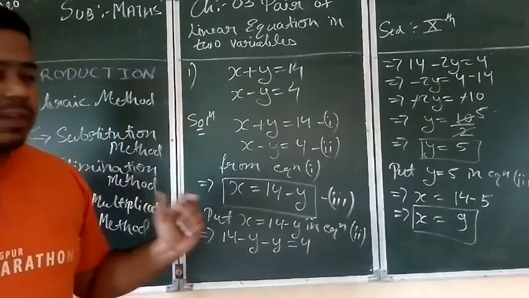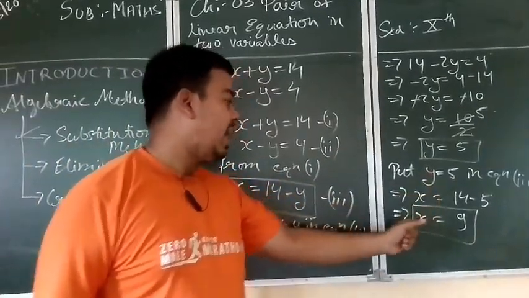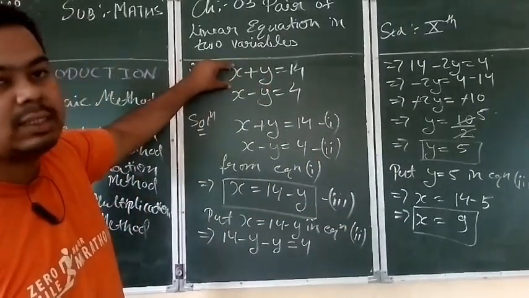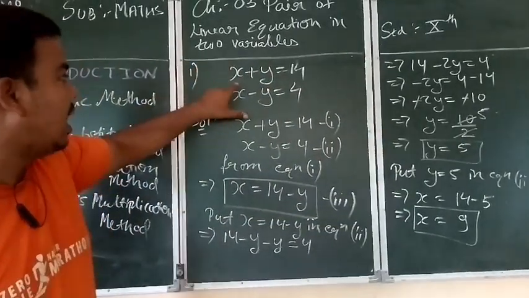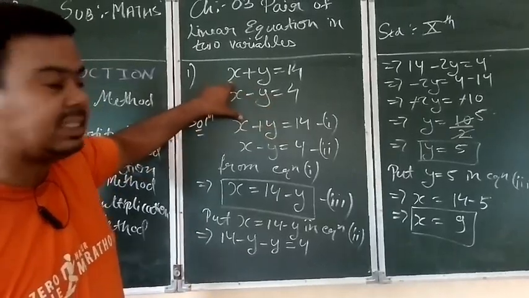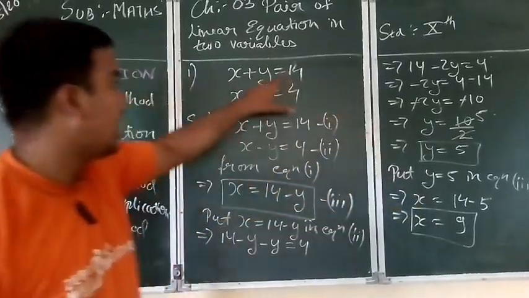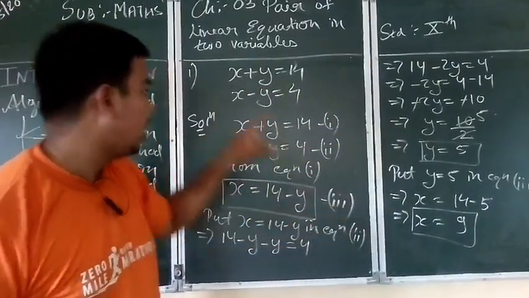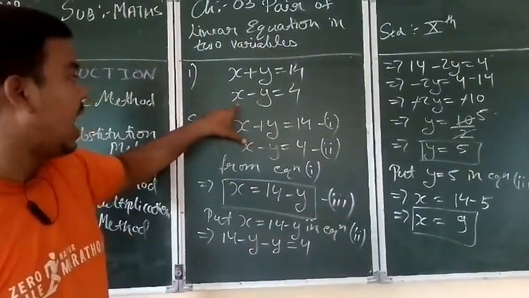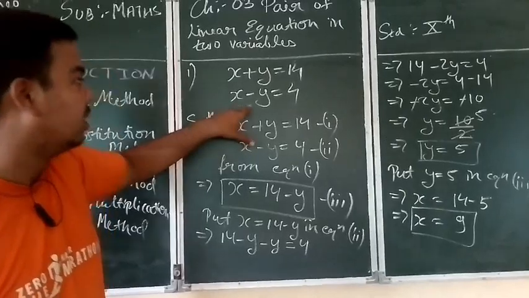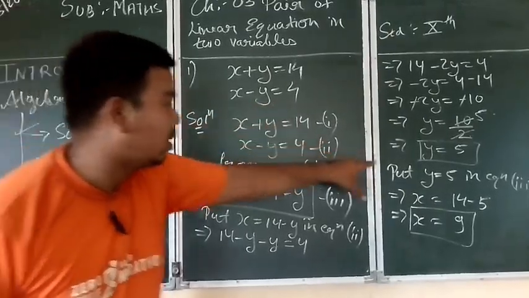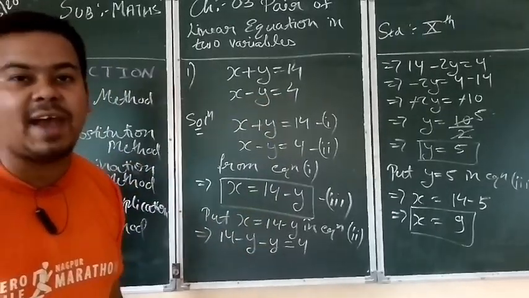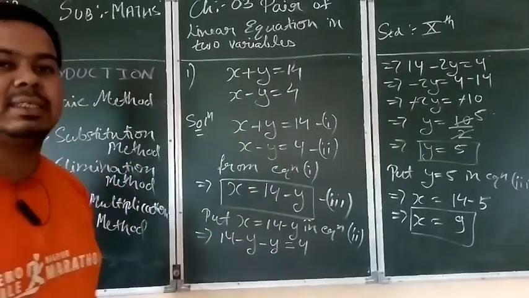So what is the meaning of this value of x and y? If you put these values in the equations, the equations are satisfied. Check. x plus y, x is 9, 9 plus 5 is 14. Okay. Second equation, x is 9 and y is 5, 9 minus 5 is 4. Satisfied. So our answer is correct.